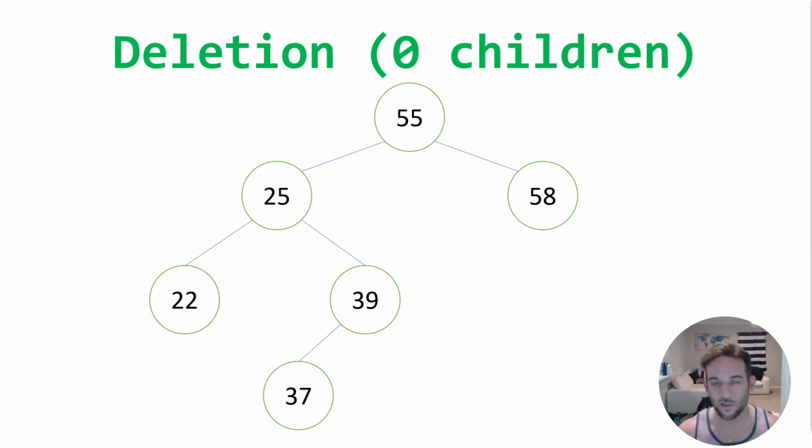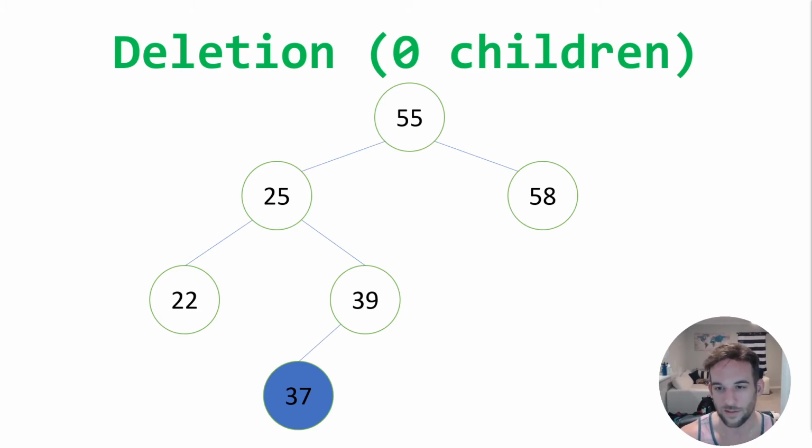All right, deletion. Now this is a little trickier because there are 3 cases to deletion. There's a case for 0 children, 1 child, and 2 children. Let me explain. Let's say we want to delete a node that has a value of 37 in this tree. Let's just pretend we don't know what's there. So what do we do? Well, we have to try and find it first, right?